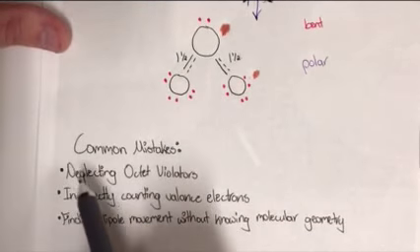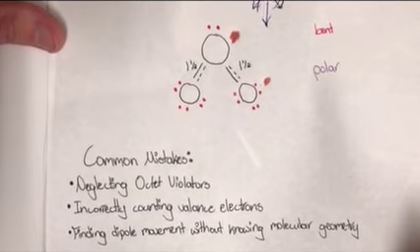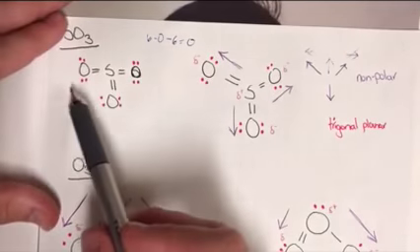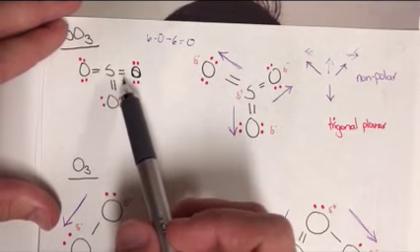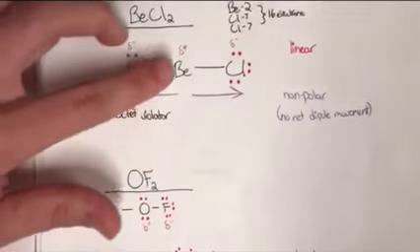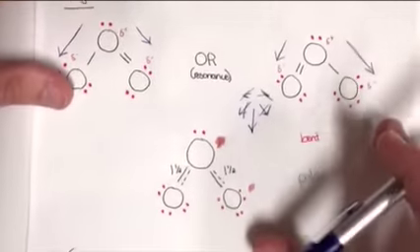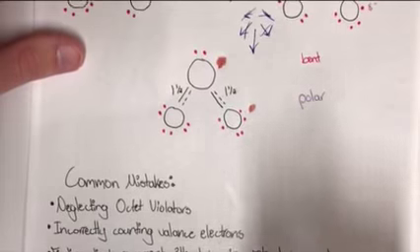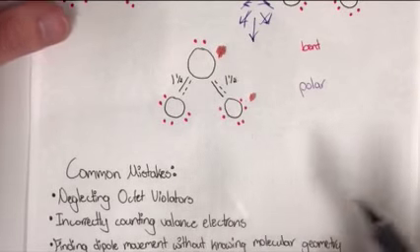And so common mistakes are neglecting octet violators, such as we've seen here. This is an octet violator, it can have more than 8, and as we saw earlier, this beryllium actually is given less than 8 in order to get the perfect molecule, which has a formal charge of 0 on all atoms. Then incorrectly counting the valence electrons.